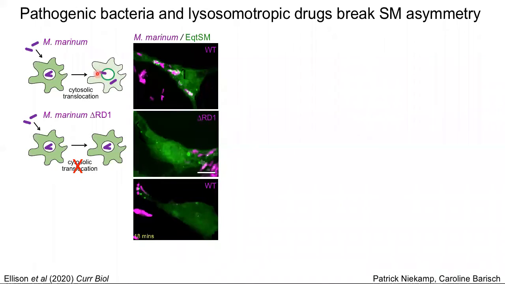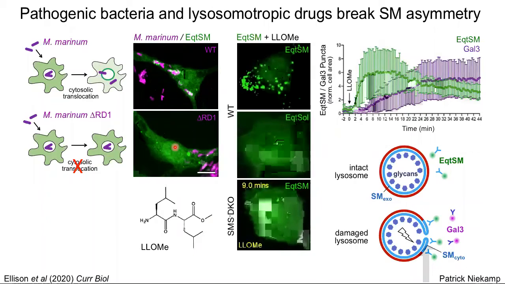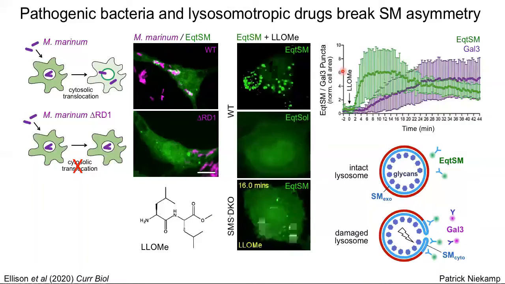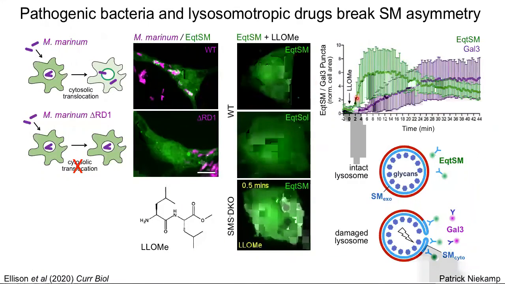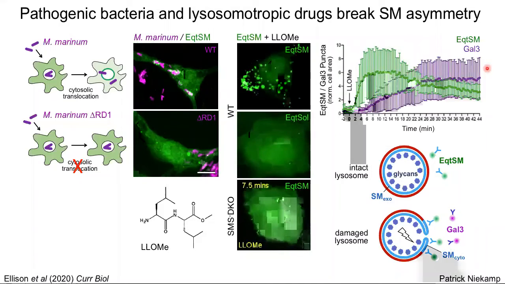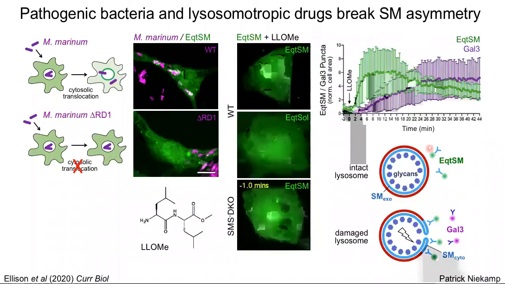No cytosolic sphingomyelin exposure actually can be found when the macrophages are infected with a vacuolar translocation defective bacterial mutant strain, so supporting this assessment. Now, when Patrick treated cells with the lysosome damaging drug LLOME, what he found is that the cytosolic sphingomyelin reporter is also readily accumulated in numerous puncta that also became gradually positive for galectin-3, which is a lectin binding the luminal glycans of lysosomes when the integrity of lysosomes is destroyed.